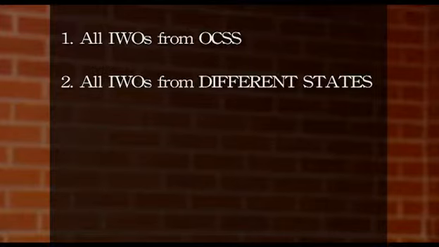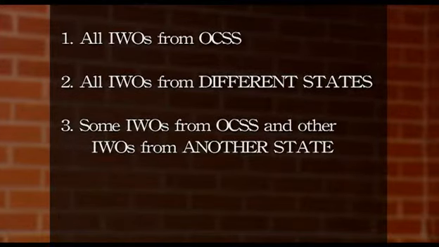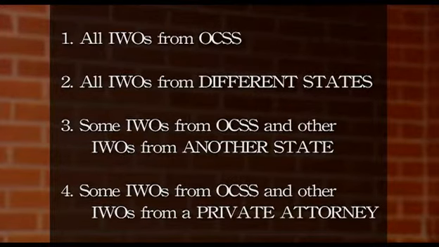1. An employee may have all IWOs from Oklahoma Child Support Services, OKESC. 2. The employee could have all IWOs from different states. 3. The employee could have some IWOs from OKESC and other IWOs from another state. And 4. He or she could have some IWOs from OKESC and other IWOs from a private attorney.